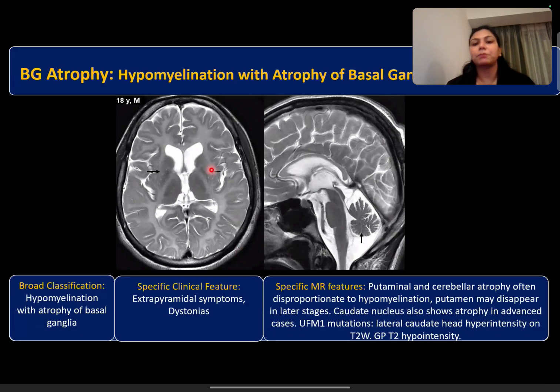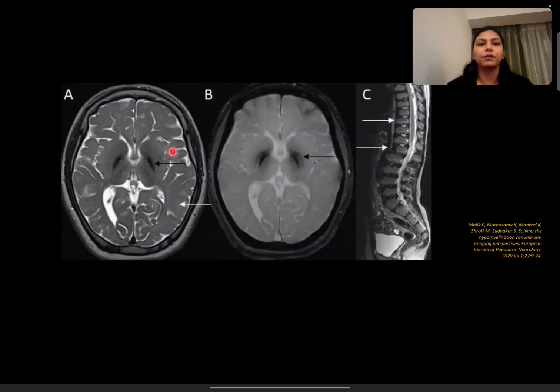Because of the basal ganglia predominant involvement, there are a lot of dystonias and extrapyramidal symptoms. What we see is basal ganglia atrophy, disappearing basal ganglia, and there may be associated globus pallidus hypointensity as well, in addition to cerebellar atrophy. So this is another case taken from literature. In this, apart from diffuse mildly hyperintense signal, we see very hypointense signal of the globus pallidus. On SWI, we see pairing of the medullary lamina of the globus pallidus.